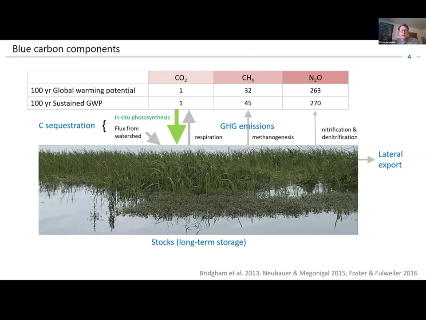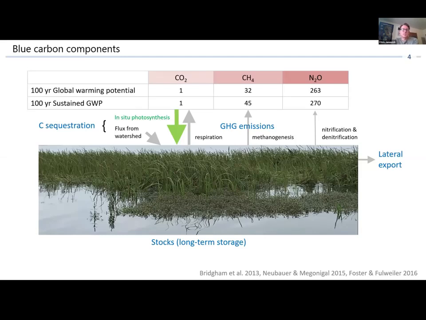In the middle, we have greenhouse gas emissions. This is the dark side of blue carbon, because these are emissions from tidal wetlands that are negating some of their climate cooling potential. There are three main greenhouse gas emissions that we want to think about. Carbon dioxide itself, which is just plants, animals, and microbes respiring carbon. Methane, which is a very potent greenhouse gas, with 30 to 40 times the heat trapping efficiency of carbon dioxide in the atmosphere.